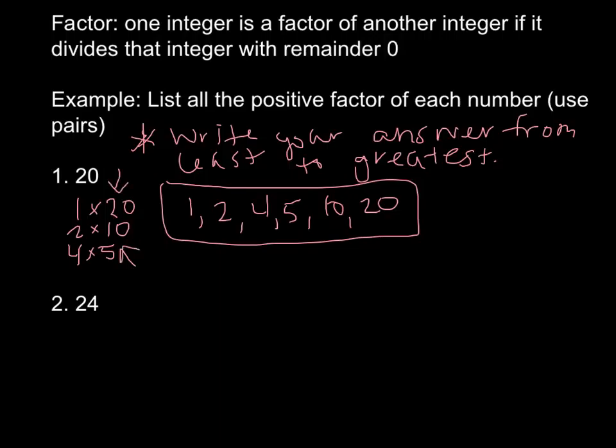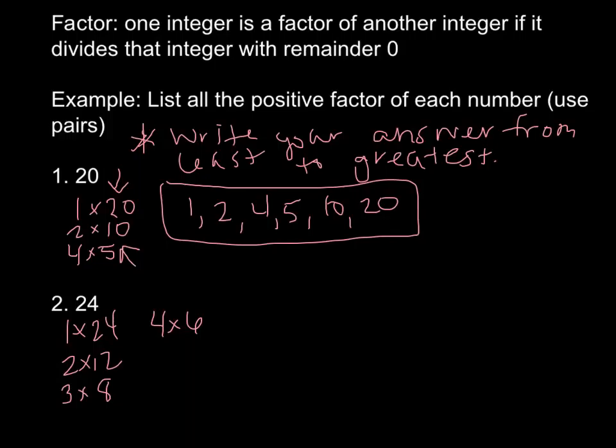Okay, what about 24? 1 times 24. That's always a given that 1's going to go into every one of these numbers. 2 times 12. Does 3 go into 24? Yep, 3 times 8. What about 4? 4 times 6. What about 5? Nope. 6 we already have down. 7, nope. 8 we already have down. 9, nope. And 10, nope.